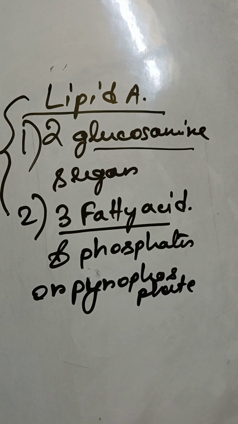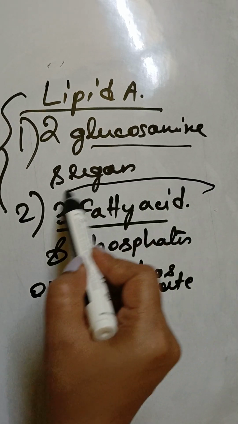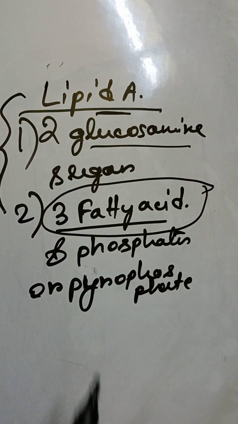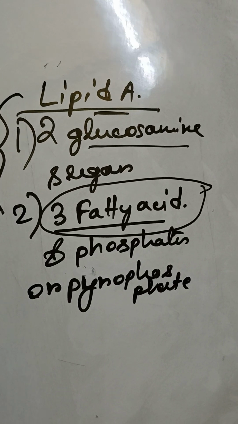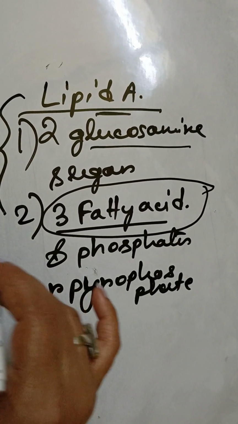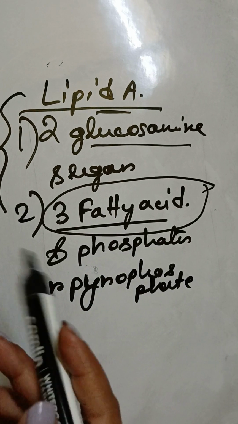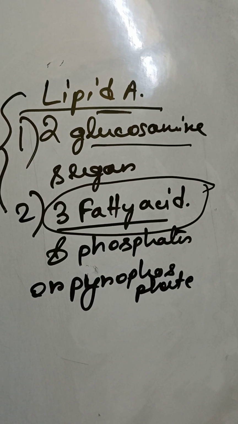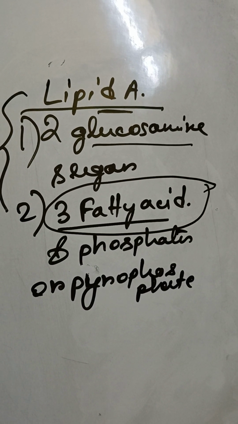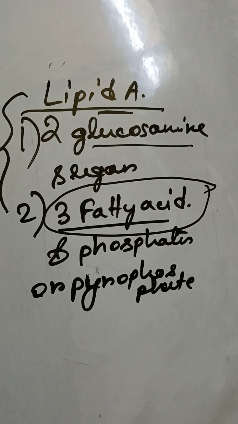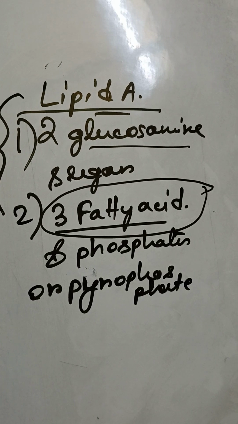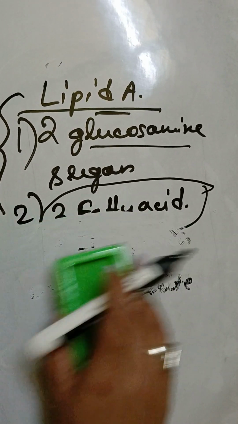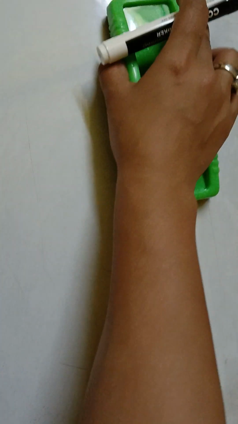The most important thing is that the fatty acid component of lipid A is embedded in the outer membrane, and the rest of the portion, like the O antigen or O side chain, along with the core polysaccharide and other proteins, extends or projects from the surface of the bacterial cell envelope. So this is the whole structure of lipid A, which is a major constituent of the lipopolysaccharide of the outer membrane.